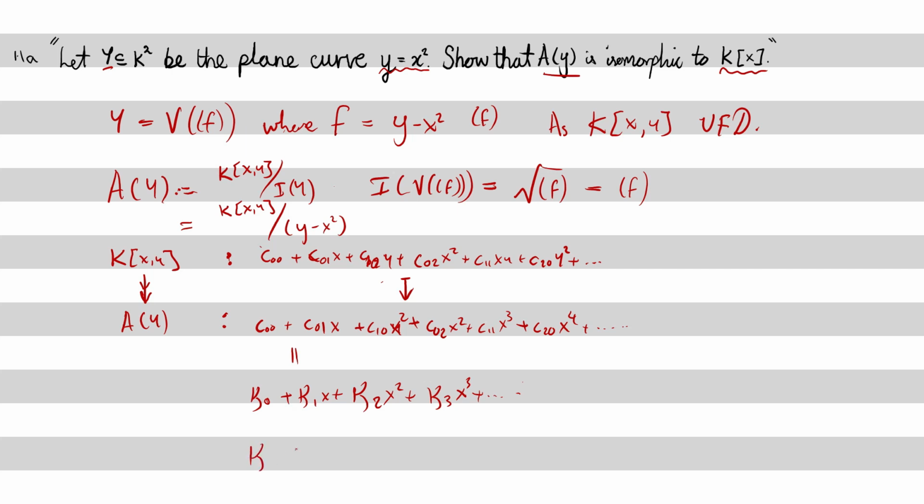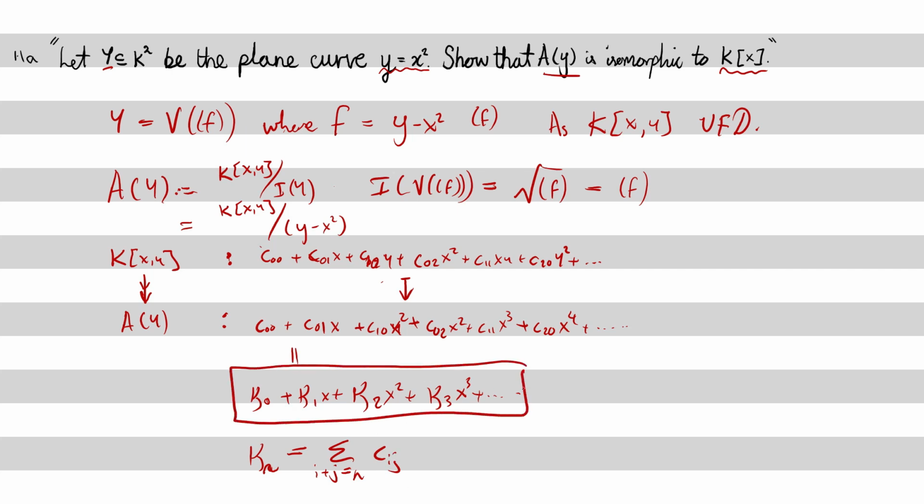where kappa_n is the sum of c_ij over i plus j equals n. And this is very obviously isomorphic to K[x]. So we are done.